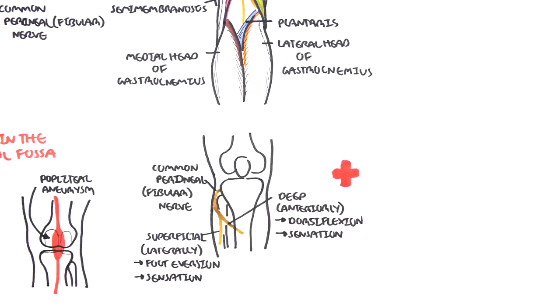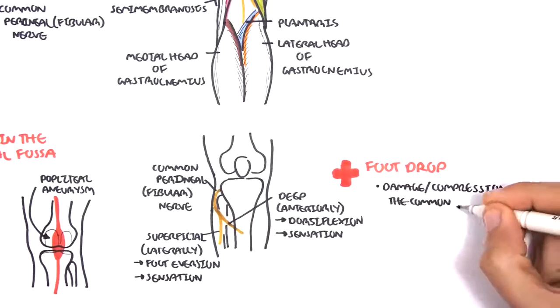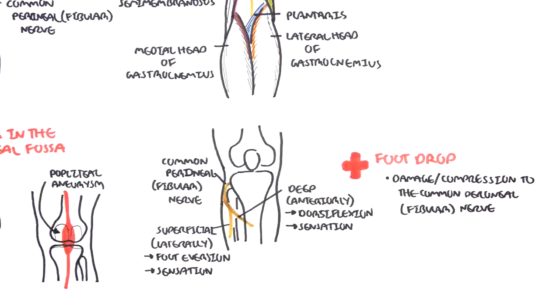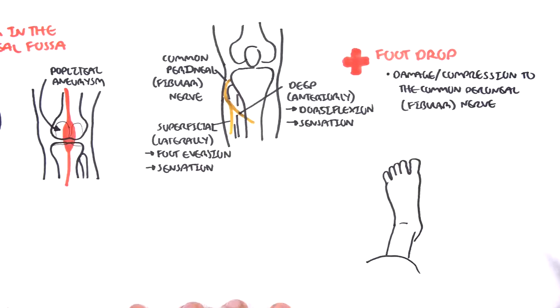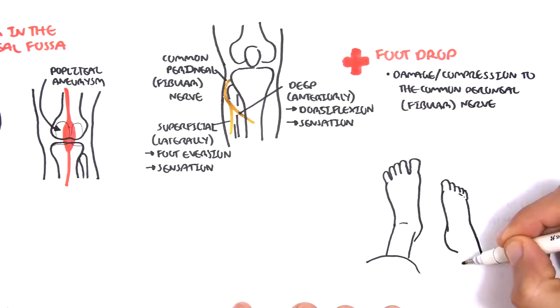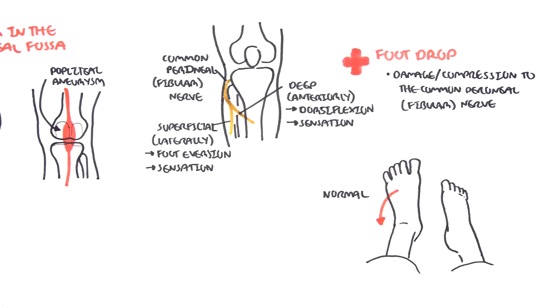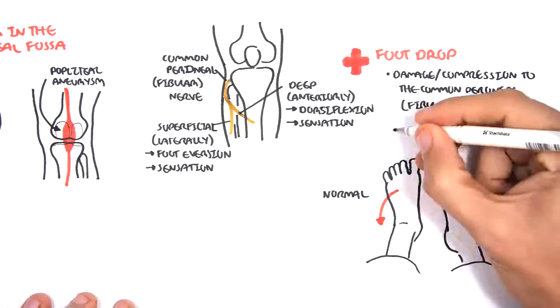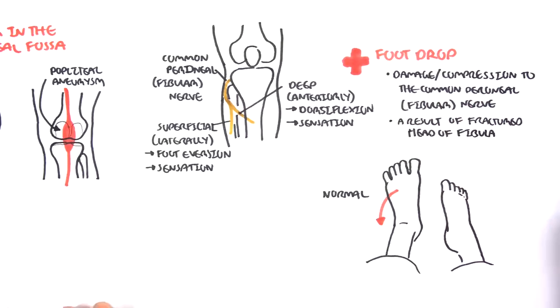Clinical significance: a foot drop can occur if there is damage or compression to the common peroneal nerve, also known as the fibular nerve. So let's draw an example. Here we are looking at the left and right legs and feet from the top. The left foot is normal and you can do dorsiflexion and foot eversion. However, let's just say there is a problem or damage, such as a fracture to the head of the fibula. You can damage the common peroneal nerve.